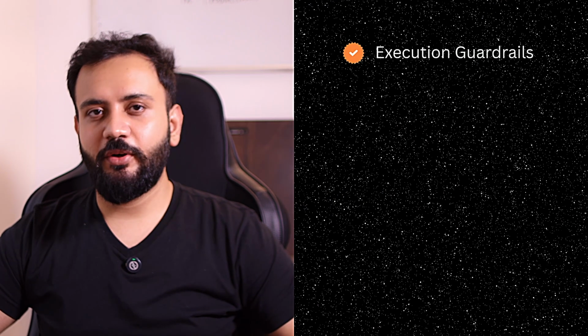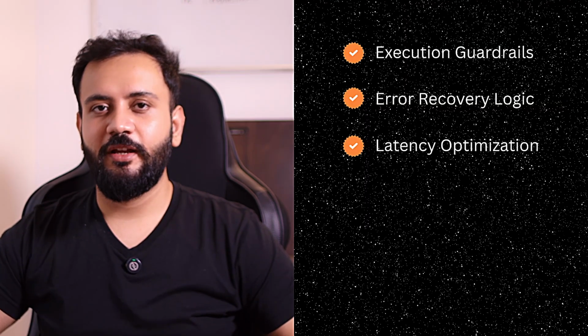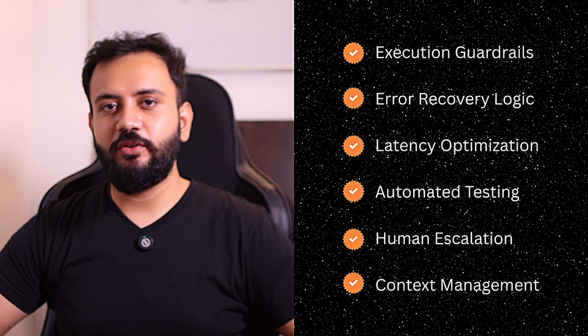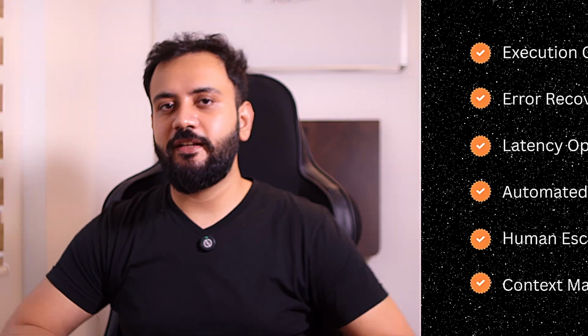So here's the bottom line. Demos are designed to showcase the happy path. They are built for perfect scenarios with clean data and controlled environment. But production demands you to handle every edge case, every failure mode, and every unpredictable user. So if you're building production agents, you need to think beyond the demo, build for chaos, because that's the only way your agent can survive.